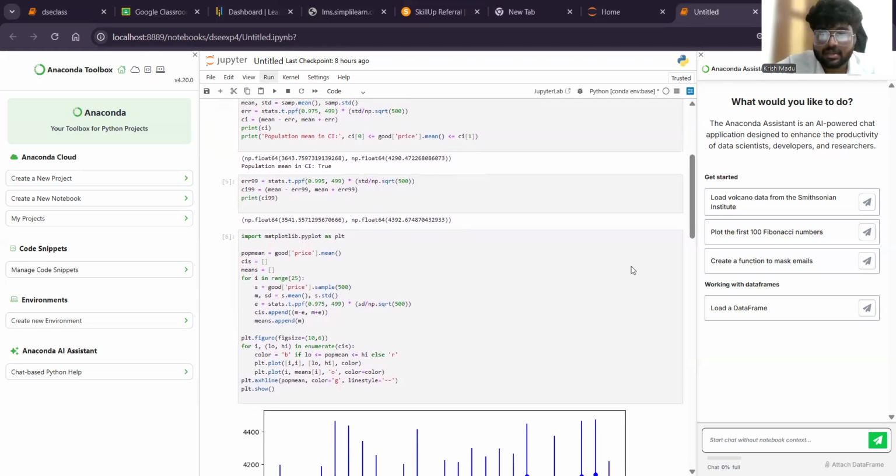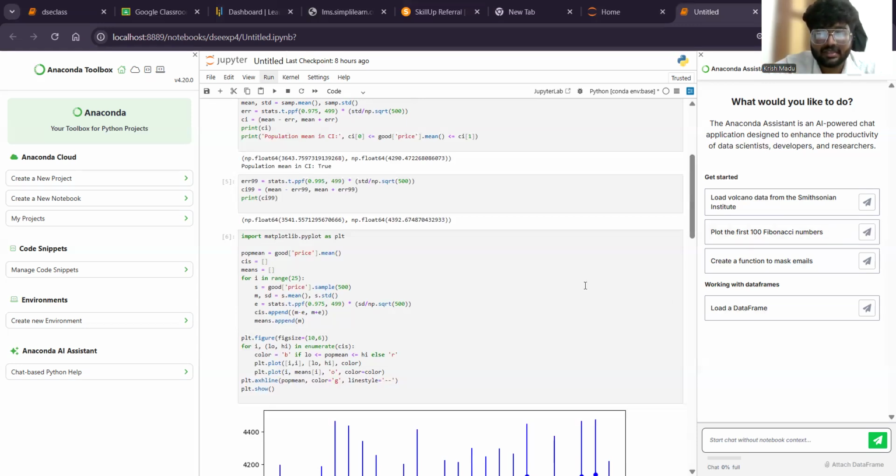So we move to the next question, number 5. Question number 5 is to change the confidence level to 99 percent. Before, we used 95 percent, and here we are going to use 99 percent and see the confidence interval for the same mean of the price column with n equal to 500.